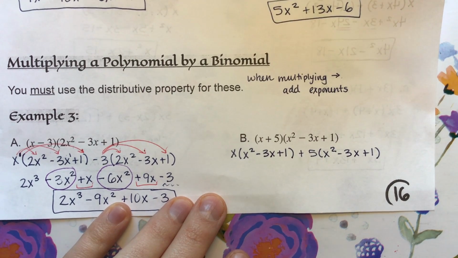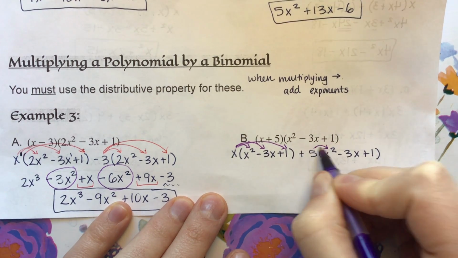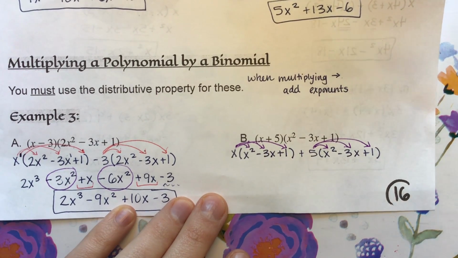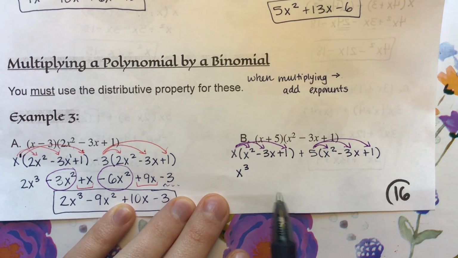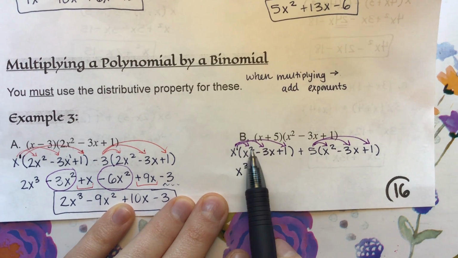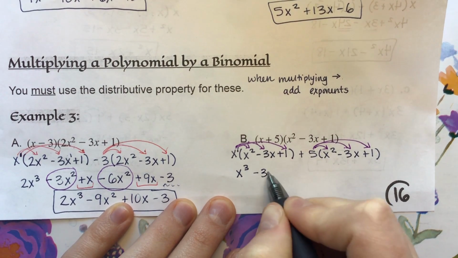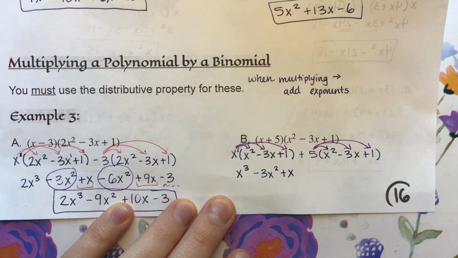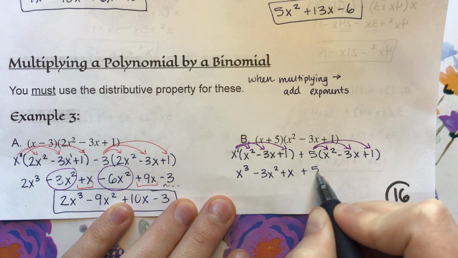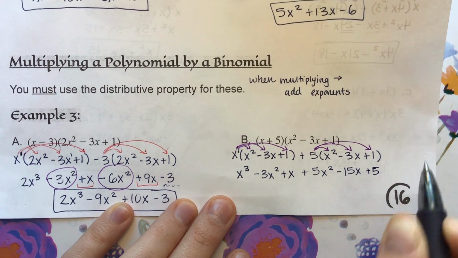All right, now we want to distribute this x across the parentheses, and we want to distribute this 5 across the parentheses as well. When we do that, I'm going to get x cubed. I get x cubed because this x right here has a 1 exponent, and 1 plus 2 gets me 3. When multiplying, add exponents. Then I'm going to have minus 3x squared plus x. Now take this 5 and distribute it across this set of parentheses. So this is going to be plus 5x squared minus 15x plus 5.